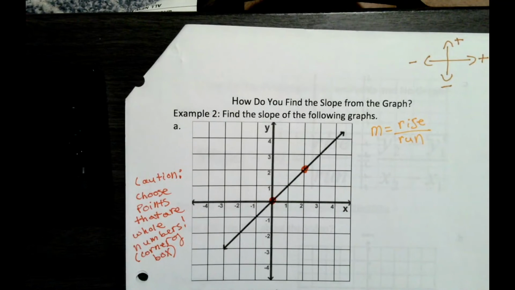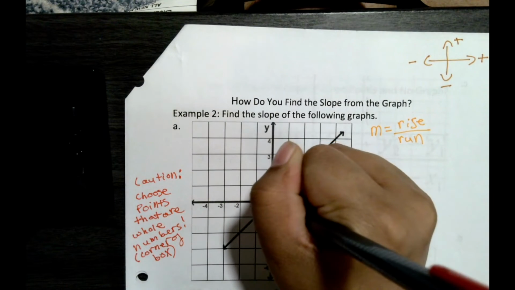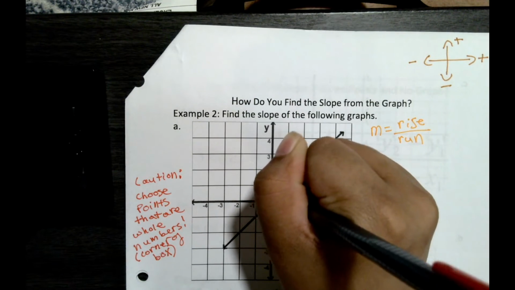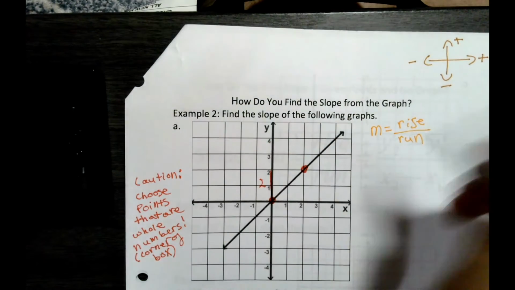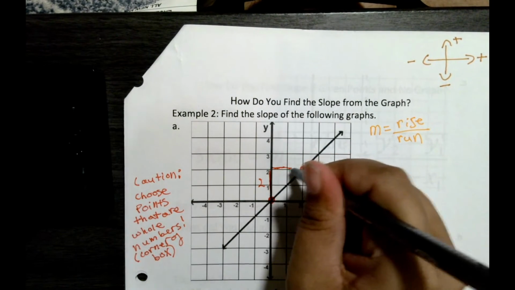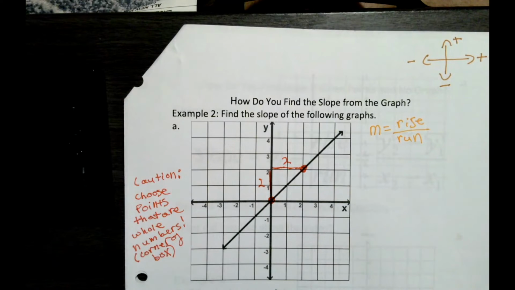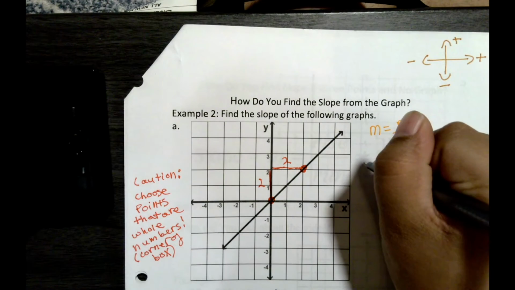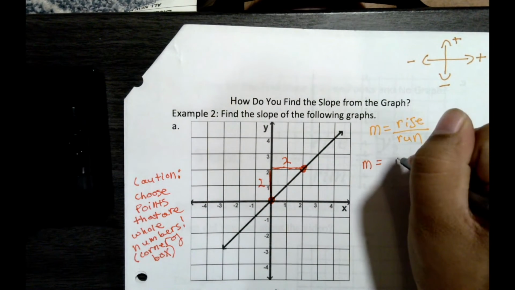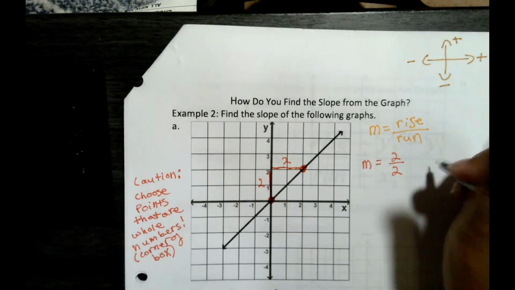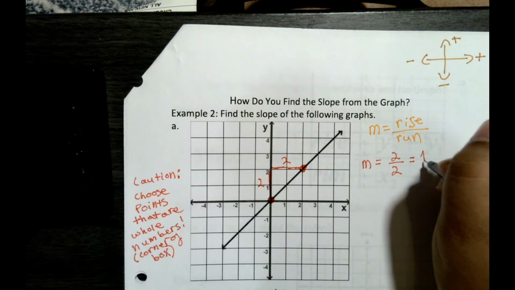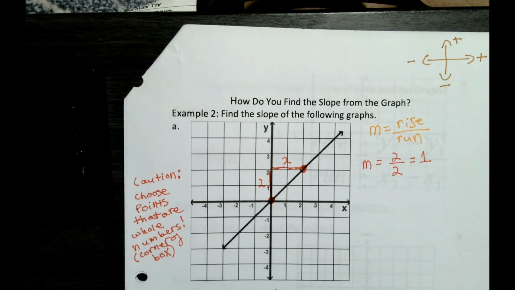Alrighty. So remember it tells us to rise. So we're going to go up 1, up 2. So we went up 2, and then we went over 1, 2. So 2. So our m is equal to our rise, which was 2, over our run, which was also 2. So this is a 1. Always, always, always simplify your slope.